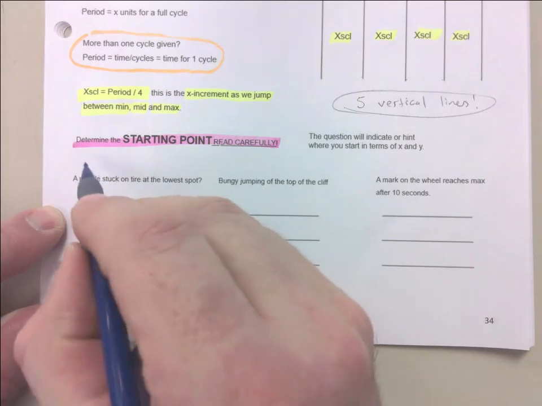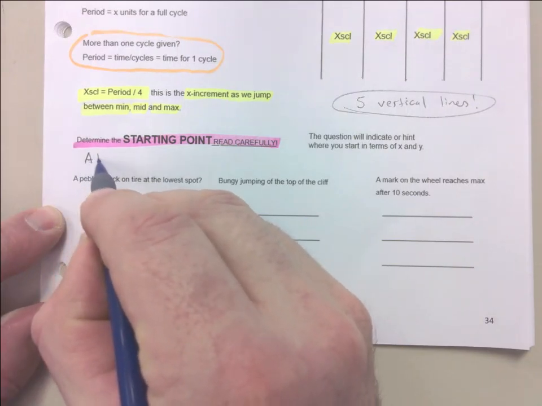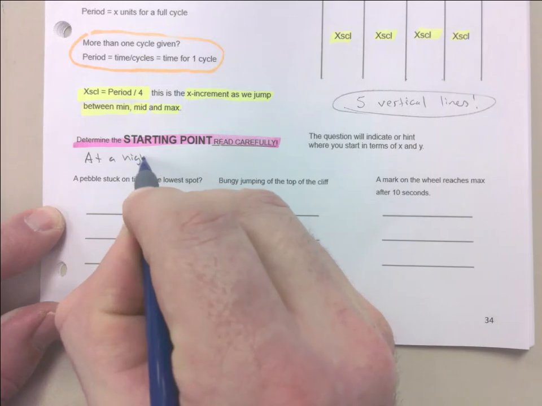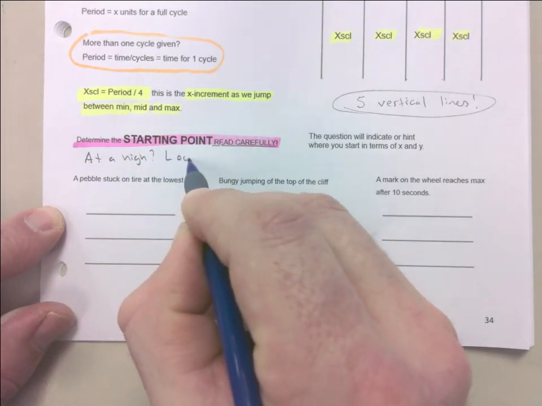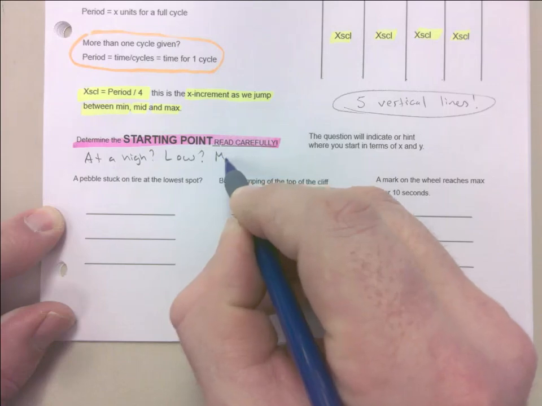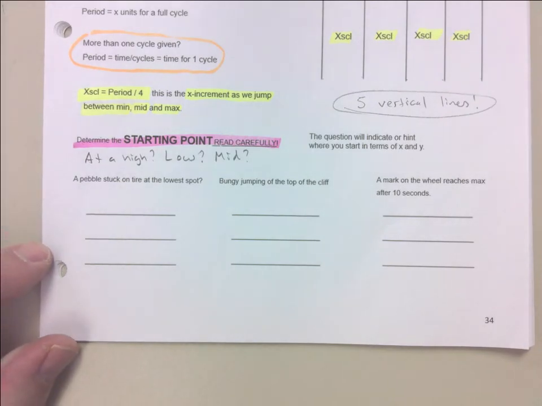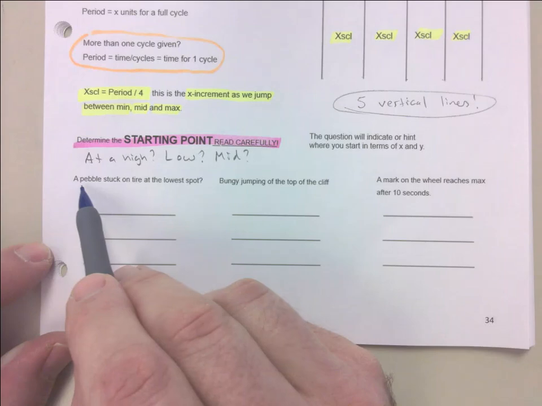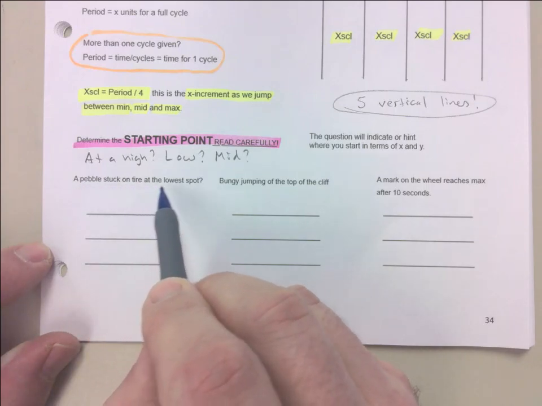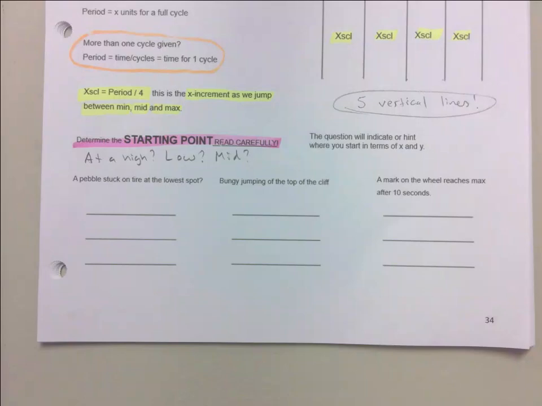Determine the starting point. Is it at a high? At a low? Or at a mid? Like, where does this action start? Where does the question tell me this action starts? Okay? So let's say you have a pebble stuck at a tire at the lowest point. If you have a ruler, please do this.